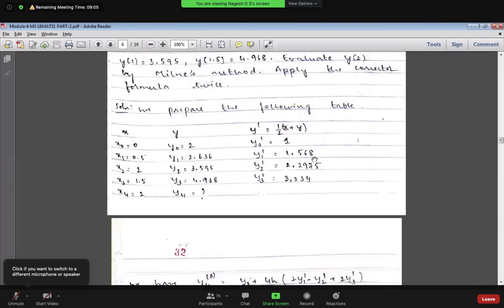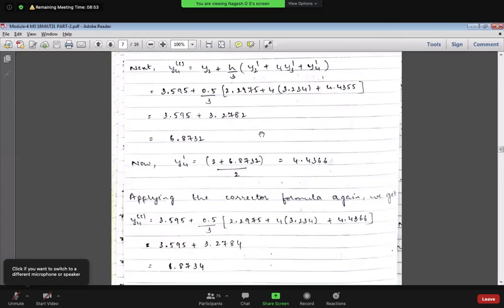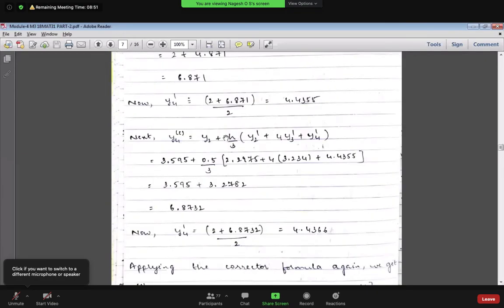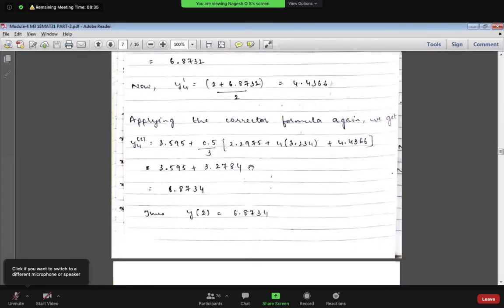No need of this, because they haven't asked to apply twice. Yes, they asked to apply the corrector formula twice. So you need to repeat the corrector formula again. Y2 will be same, y2 dash will be same, h will be same, y3 dash will be same, only y4 dash will change. You will take this value instead of the previous value. So you'll get 6.8734.